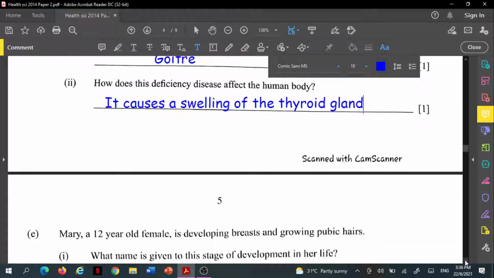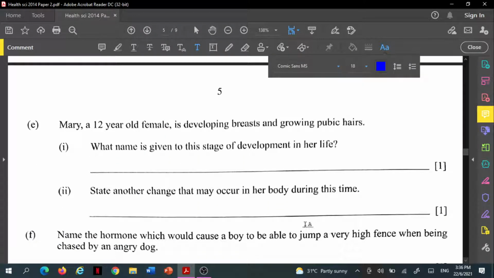All right, and so for part E now, we say Mary, a 12-year-old female, is developing breasts and growing pubic hair. It asks, what name is given to this stage of development in her life? And this is puberty. And it asks to state another change that may occur in her body during this time. What may happen here is that she produces eggs. So production of eggs.